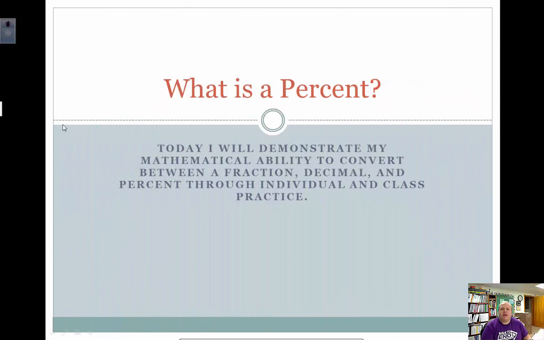Your lesson today is going to talk about what a percent is. Your objective today: I will demonstrate my mathematical ability to convert between a fraction, decimal, and percent through individual and class practice. Let's go ahead and get started.